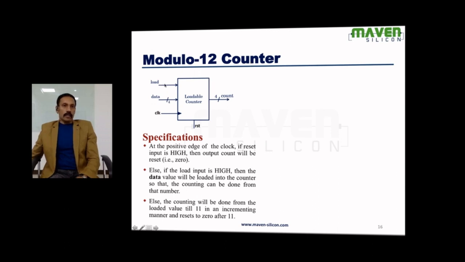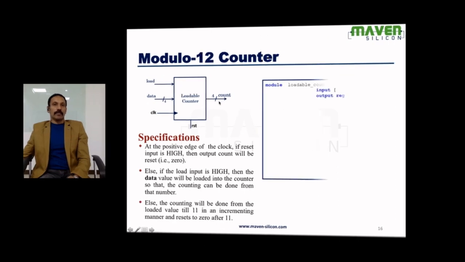And there is a load signal. Whenever you activate load, whatever data you place at the data input will be stored in the counter, and from that value the counter is going to increment. It's a loadable counter. You say 4, then the count is going to be 4, 5, 6, 7, incrementing like this. And there is a clock, active high, reset, active high, and output.